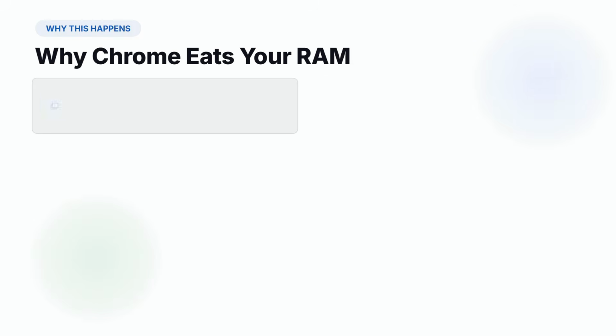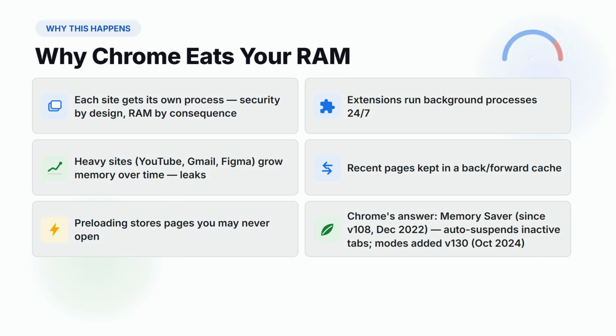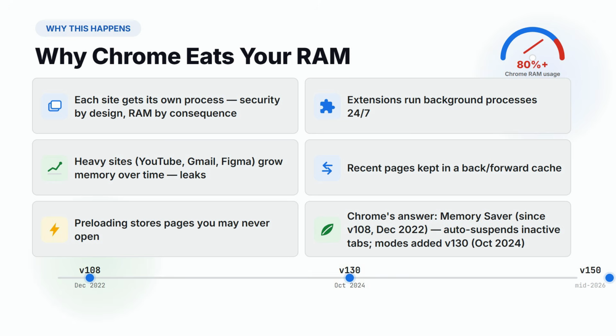So why does Chrome use so much memory? Because each site runs in its own sandboxed process. That isolation protects you, but it costs RAM. Extensions add background processes around the clock. Heavy sites like YouTube, Gmail, or Figma grow their footprint over time. Recent pages are kept in a back and forward cache, and preloading stores pages you may never open. Chrome's answer is Memory Saver, built in since version 108, with its modes added in version 130.